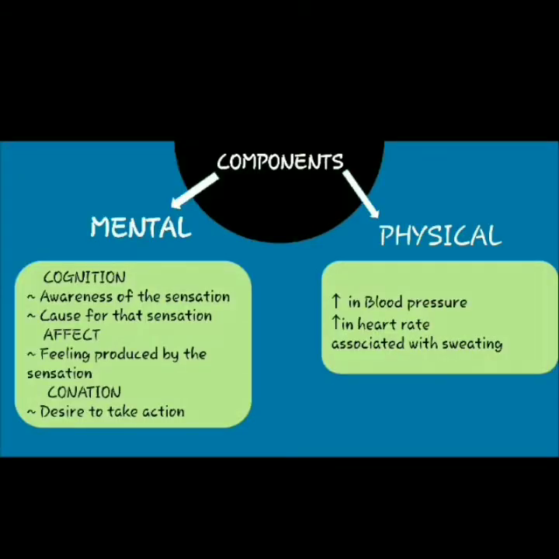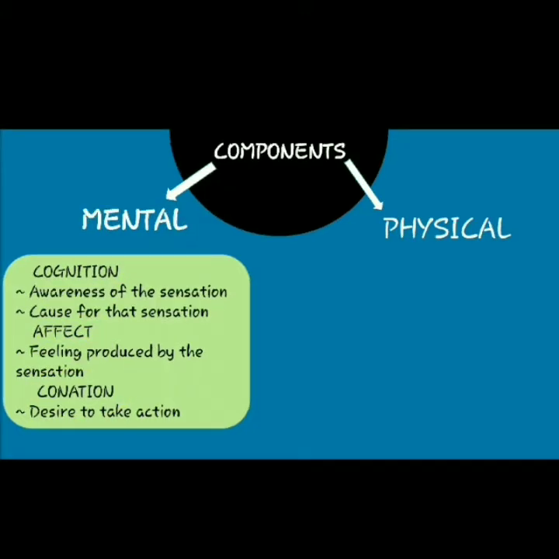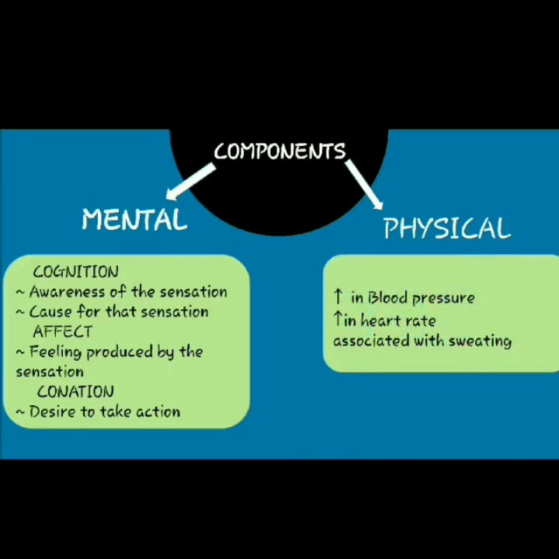Emotions basically have two components, mental and physical. The mental components include cognition, affect, and conation. Cognition is nothing but the awareness of the particular sensation and the cause for that. Affect is the feeling produced by that sensation, and conation is the desire to take action. The physical components include increased blood pressure, increase in heart rate, and sweating associated with that.